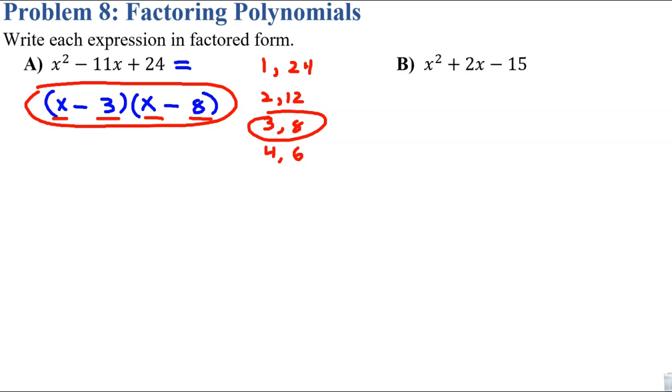And the reason I know that works is if I multiply things back out and check, if I go x times x, I'll get my x squared. If I go x times negative 8, I get the negative 8x. Negative 3 times x will be negative 3x. And negative 3 times negative 8 will give me my positive 24. So I've got the x squared. I've got the 24 that we started off with. And if I combine the negative 8x and negative 3x, we get a negative 11x. So we got that middle term as well.